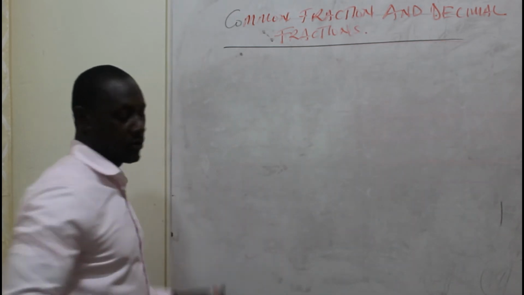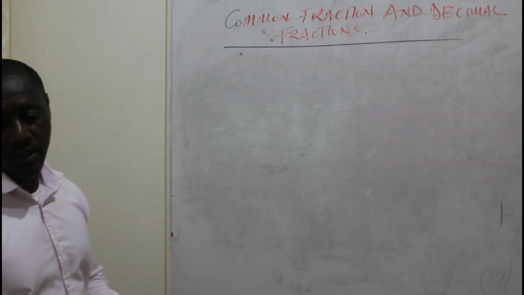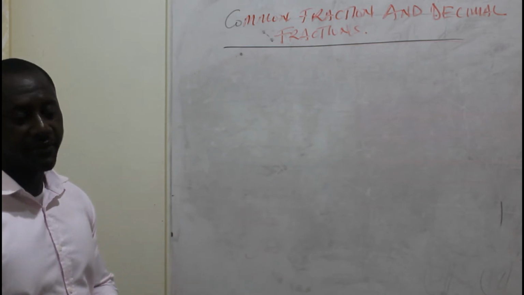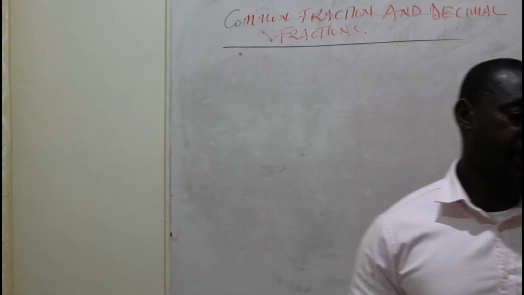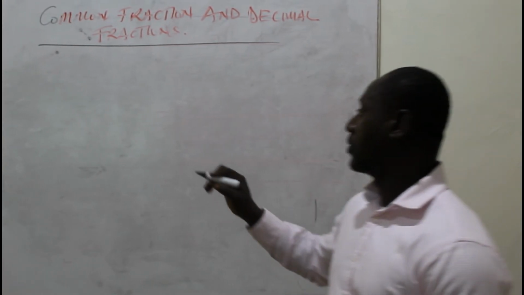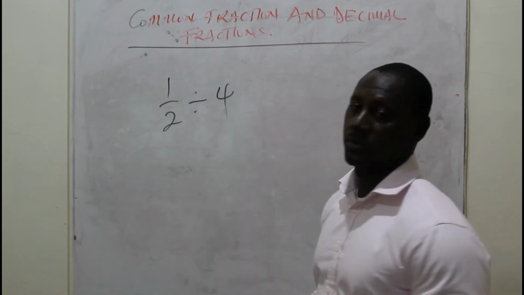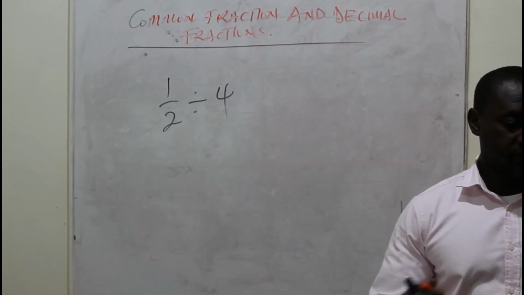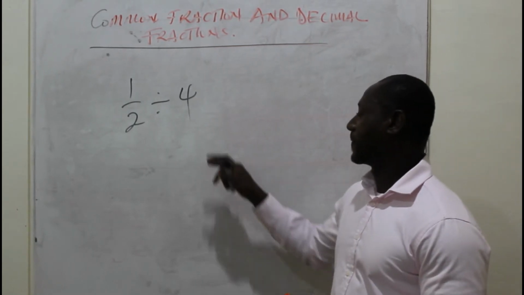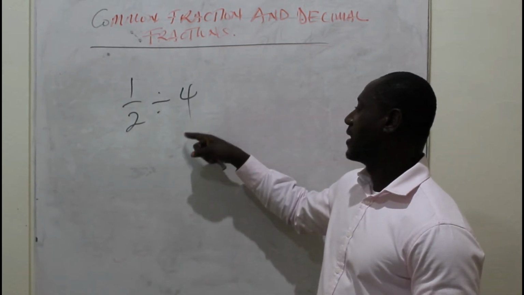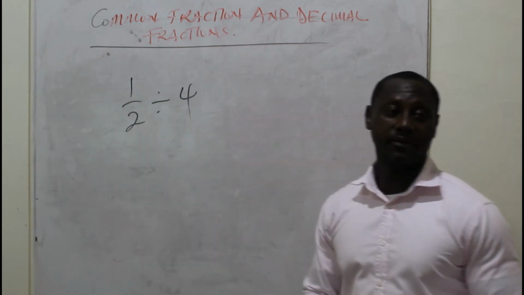The next point is about dividing a fraction by a whole. Dividing a fraction by a whole. So if I have something like 1/2 divided by 4, the question is, how many 4s, something like that, can be gotten from a half?